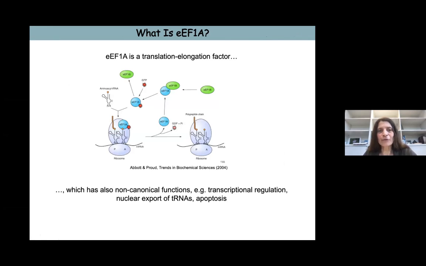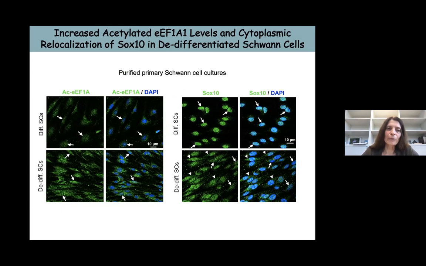So what is EF1A1? It's a major translation elongation factor, but it also has non-canonical functions. As a translation elongation factor it is mostly localized in the cytoplasm, but it has been shown to be also localized sometimes in the nucleus and to regulate transcriptional activity, nuclear export of tRNAs or apoptosis, so different functions. So we went on with that target.